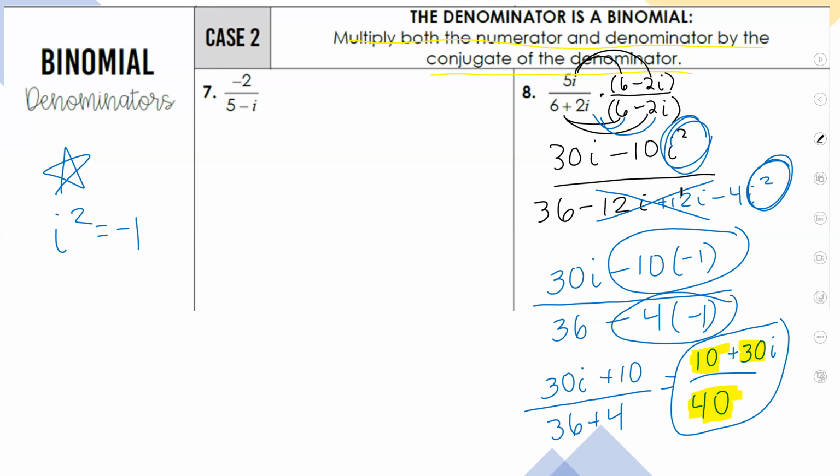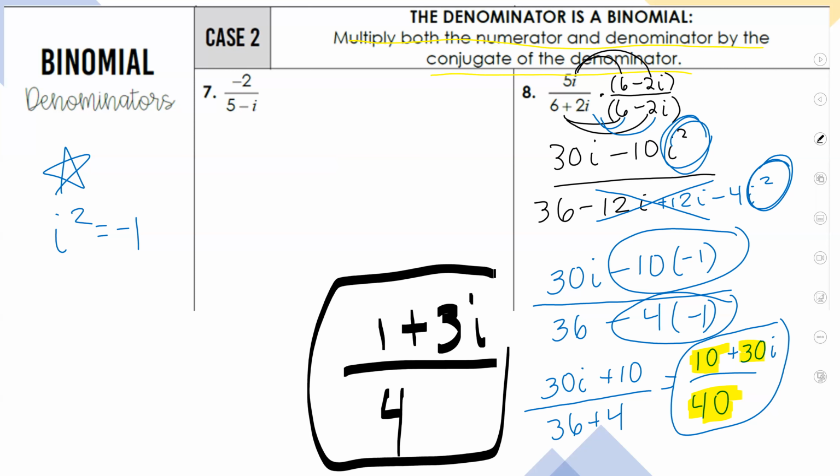10 divided by 10 is 1. 30 divided by 10 is 3. 40 divided by 10 is 4. So this is what it would simplify to. 1 plus 3i divided by 4. I chose a number that all three can be divided by. And that's how you simplify it. Okay?